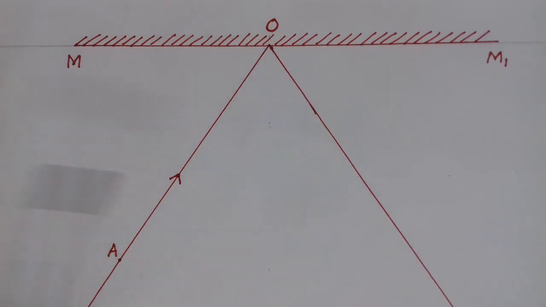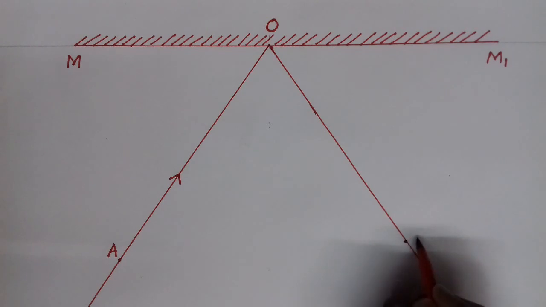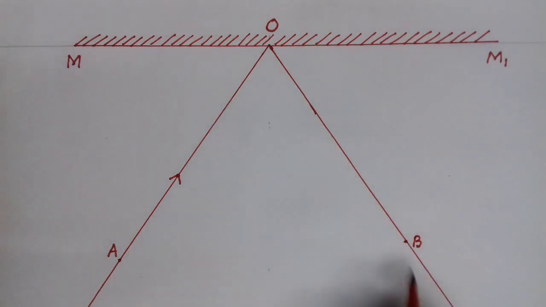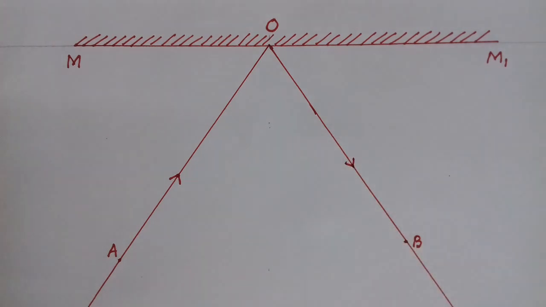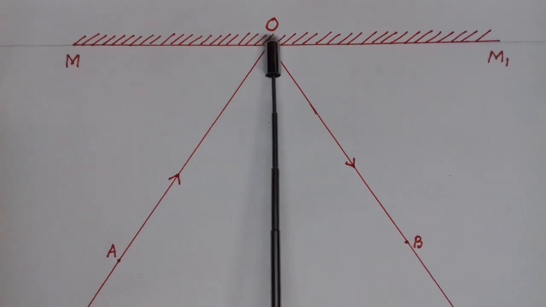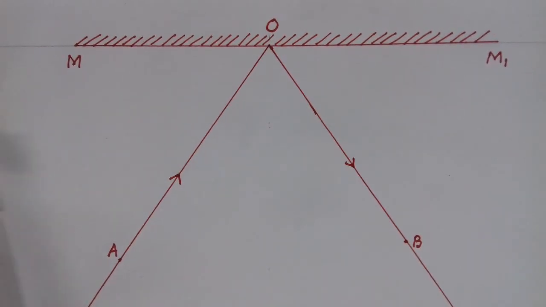This ray is coming out, reflecting after striking the mirror. Let the name of this ray be OB, and the direction of light this time is this one. The direction of light must be shown in the drawing. This point is called the point of incidence. As the first ray was termed the incident ray, this ray is termed the ray of reflection or the reflected ray.